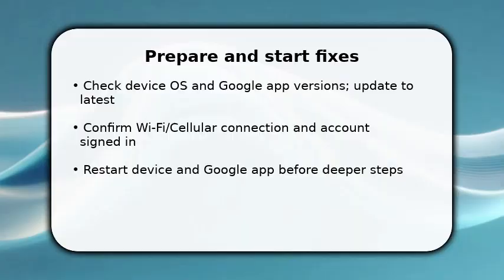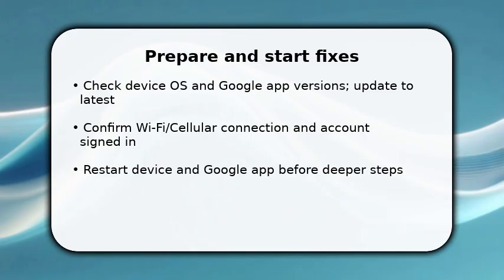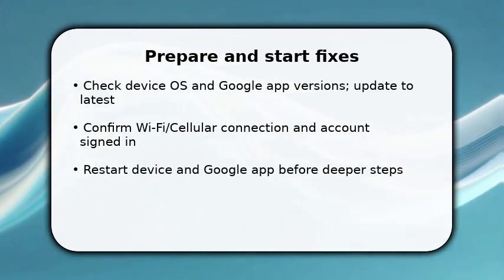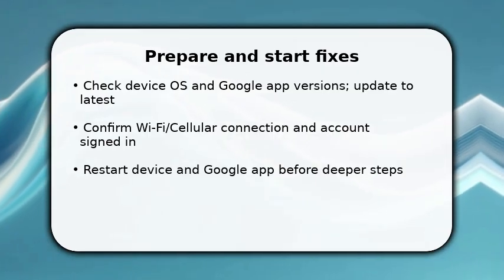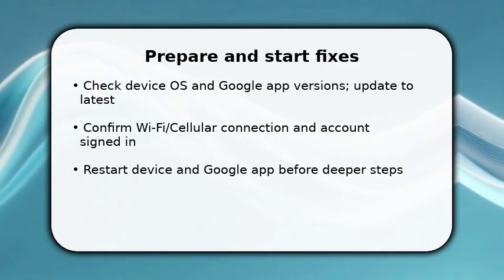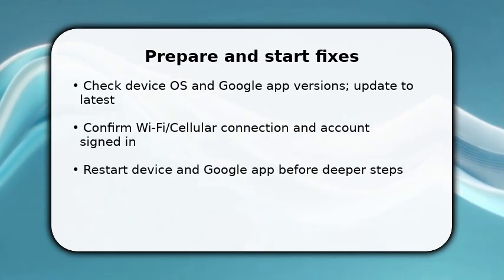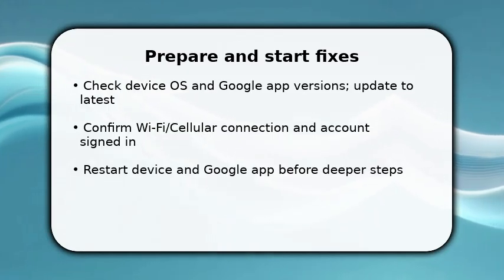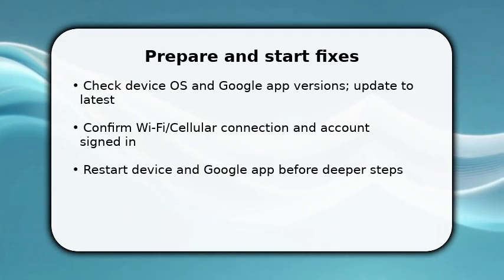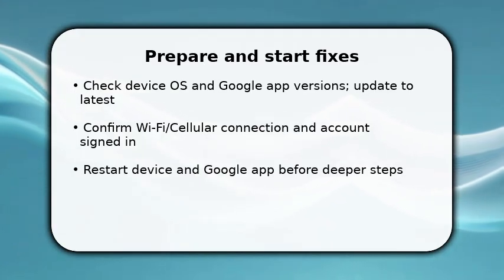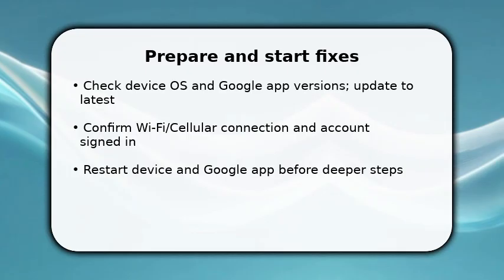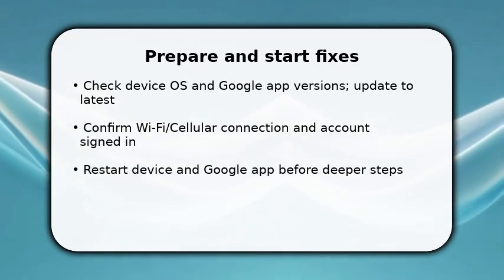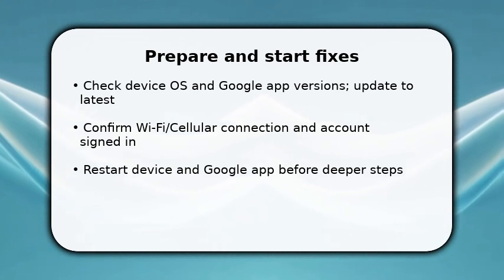You'll begin by making the environment stable so fixes work. First, update your device OS and the Google app. Outdated software breaks voice services. Next, confirm you're signed into the correct Google account and that Wi-Fi or cellular is working. Intermittent networking causes failures. Once done, force quit and restart the Google app and reboot the device to clear transient errors. These initial actions eliminate many simple causes and prepare you for the deeper troubleshooting that follows.